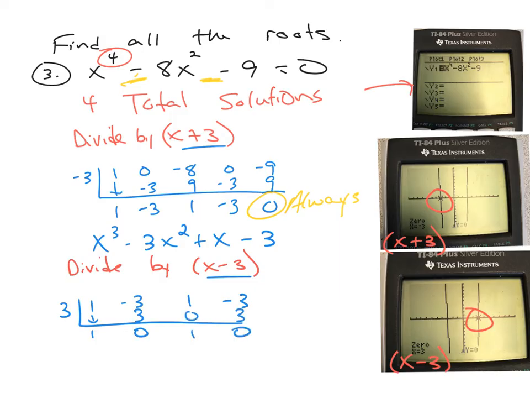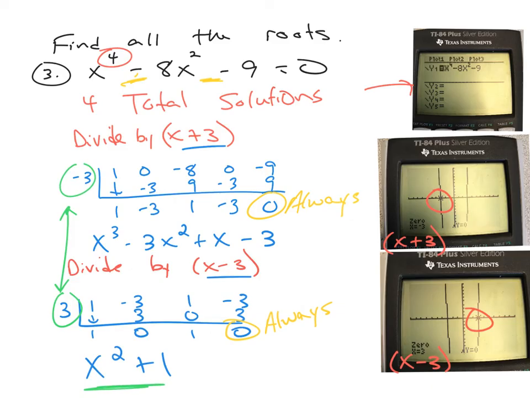And again, this happens. Okay, so I get a remainder of 0. So I get x squared plus 1. So in this problem, there were 4 total solutions. We graphed it and saw that there were 2. So we had to use synthetic division twice. Now, to answer one question, it doesn't matter what order I do the synthetic division in. If I switch these, I would still get x squared plus 1 after doing 2 rounds of synthetic.